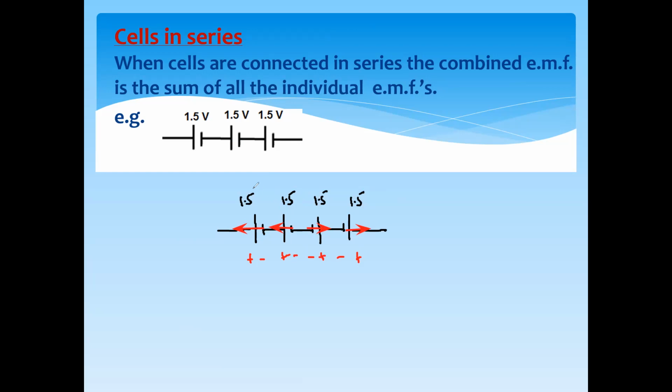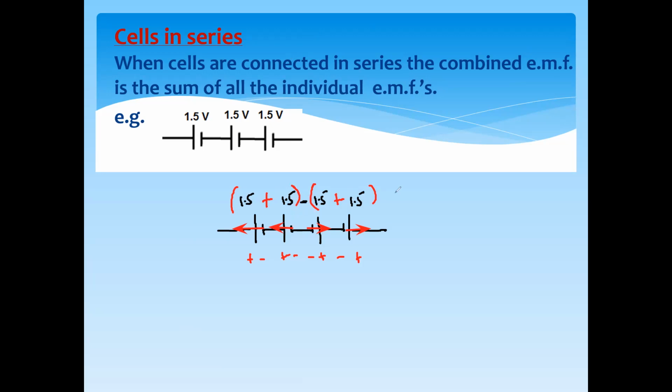Because these two cells on the left hand side want to transfer the energy in the same direction, we will add them. These two cells want to transfer the energy in the same direction, we'll add them as well. But the two cells on the left hand side and the two cells on the right hand side want to transfer the energy in opposite directions. So as a result, we will subtract.